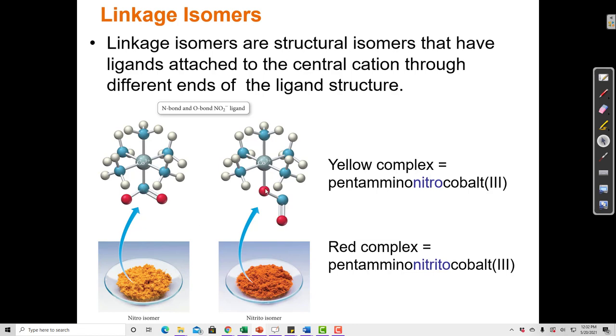Although all the atoms are exactly the same, that's why we call them isomers, none of the atoms changed. The only thing that changed was this group kind of flipped around, and instead of making a bond to N, it makes a bond to O. And that's one way in which compounds can be isomers of each other.